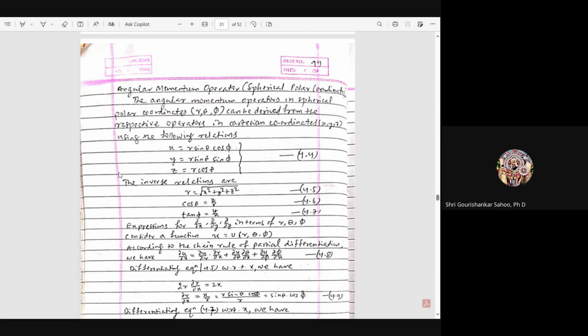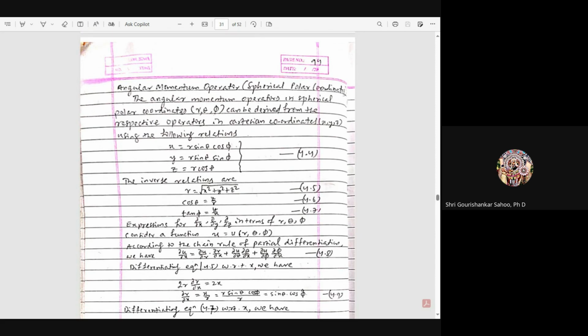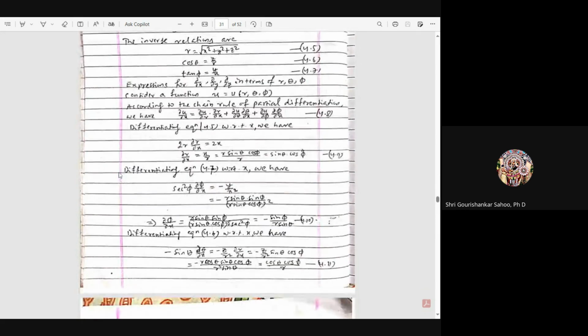And the angular momentum operator can also be expressed in the spherical polar coordinate system, where x is equal to r sin theta cos phi, y is equal to r sin theta sin phi, z is equal to r cos theta, and r is equal to root over x square plus y square plus z square, and cos theta is equal to z by r, and tan phi is equal to y by x.